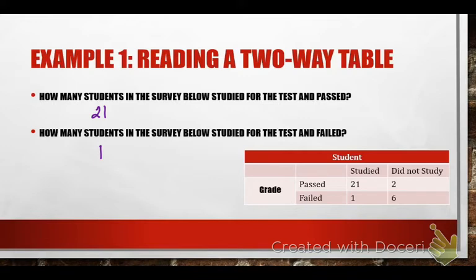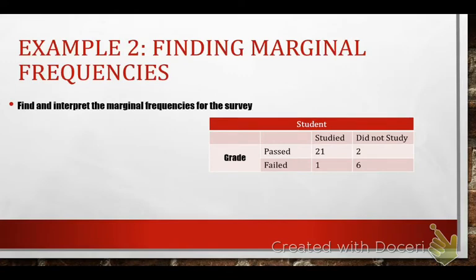Okay, so now let's talk about marginal frequencies. The same exact table. Okay, so the joint frequency is the one individual number. Like we just said, they studied and passed, that's 21. The marginal frequency is the sum of the row, okay? So now I want you to add another block underneath, okay? Go ahead and add another block underneath. I want to know how many students studied for the test, total.